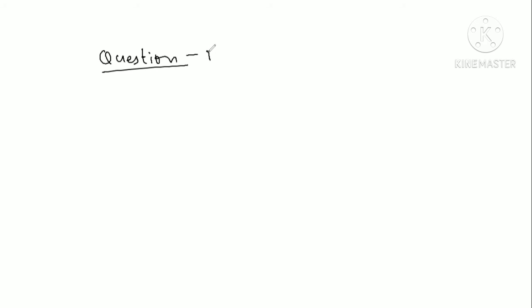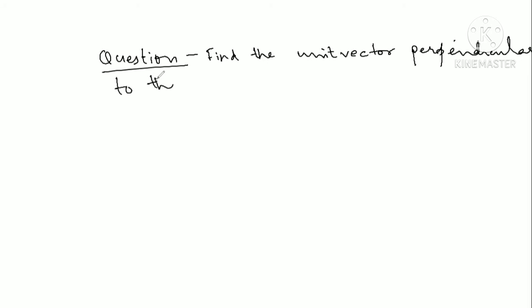This question is: find the unit vector perpendicular to the plane, and the equation of plane is given: r vector dot 2 i cap plus j cap plus 2k cap is equal to 5.